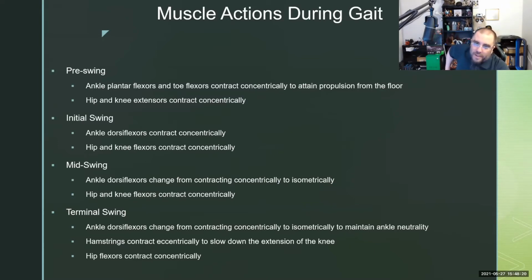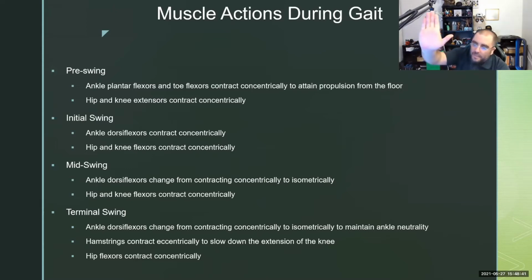So now the dorsiflexors start pulling through, so I'm starting to get to where I can strike down. Hip and knee flexors contract concentrically, pulling me through. Mid-swing, dorsiflexors change from contracting this way to isometrically to hold my foot in space. And my leg's swinging through.